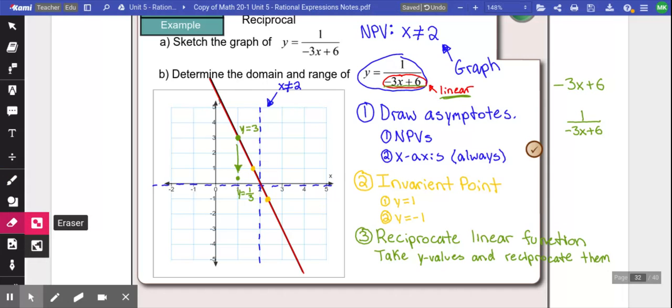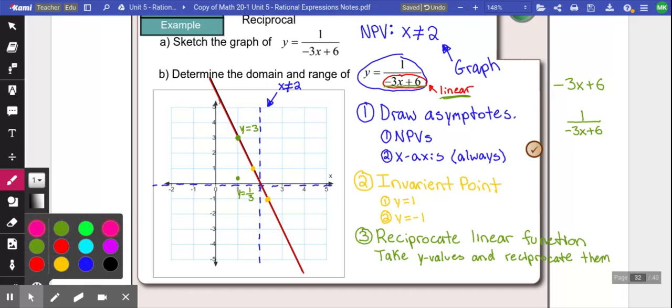And I can do this to all the points on this graph. So if I go and find another one, for instance right here, that point has a y value of 2. If I reciprocate that y value of 2, the reciprocal of 2 is 0.5, or 1 over 2, which is right there. And that point has now moved down to 1 over 2. I don't have room to write y equals 1 over 2, but that's where the equals is right there, which is 0.5.